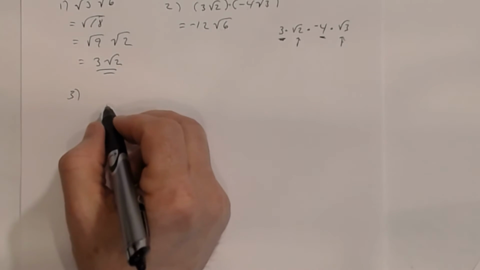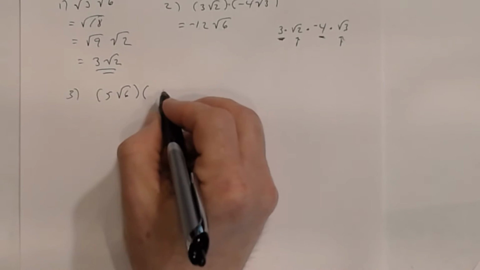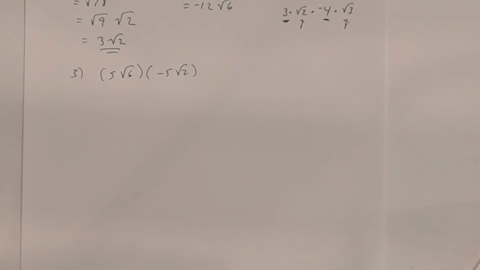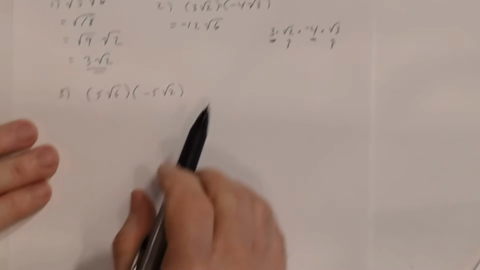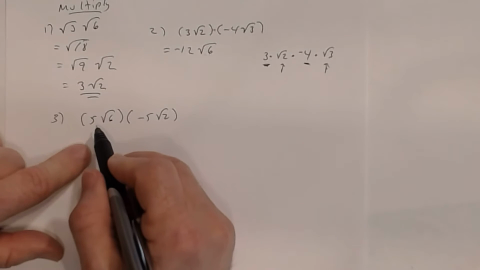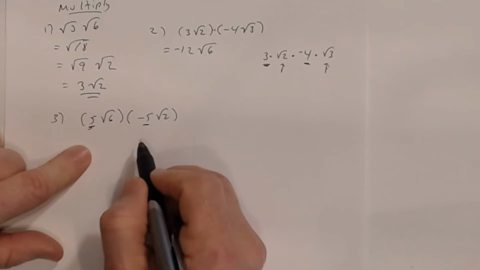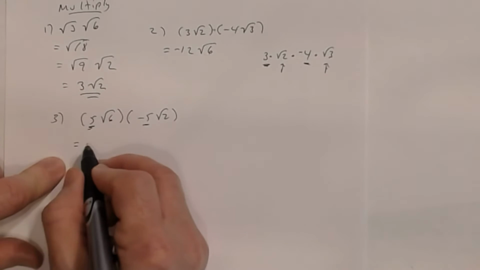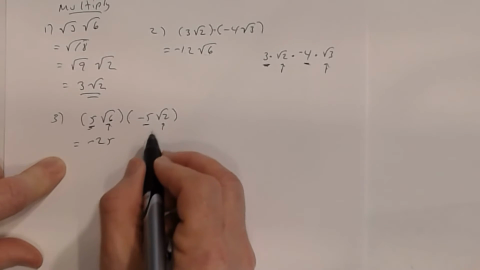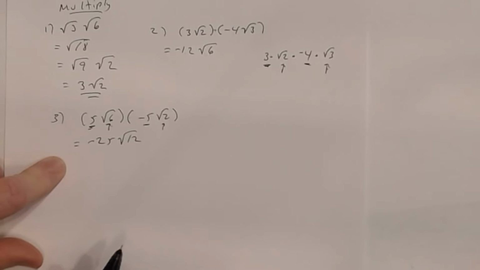Number 3, I have 5 square root of 6 times a negative 5 square root of 2. It's the same idea as what we just did here. So rather than writing it like this, let's just think about this. I have 5 times, see that's times right here, multiplication, a negative 5, that's a negative 25, right? Now let's do the square roots. The square root of 6 times the square root of 2, 6 times 2 is 12, is the square root of 12. So that's where I'm at.